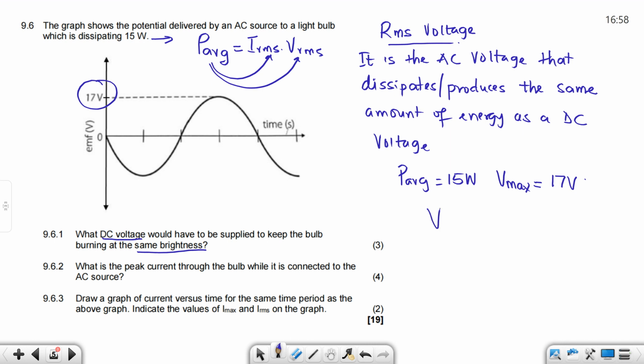What's the formula? V what? RMS equals to Vmax over root 2. What do we have? 17 over root 2. And what's your answer? Wrong, baby. All right, now it's correct.